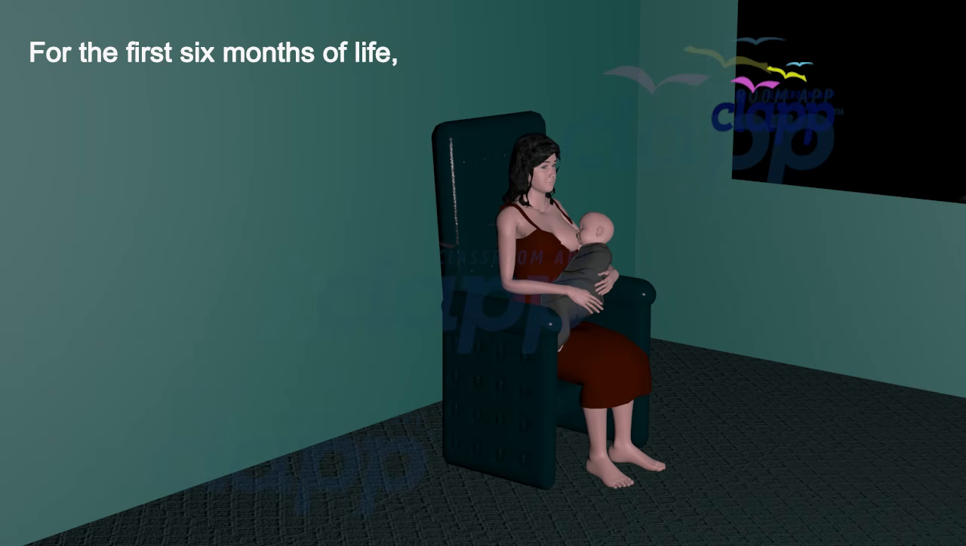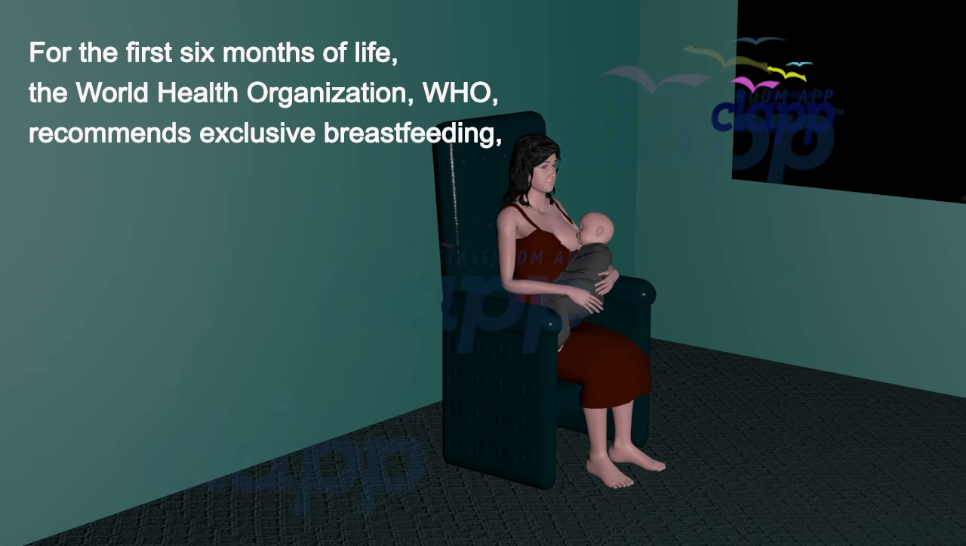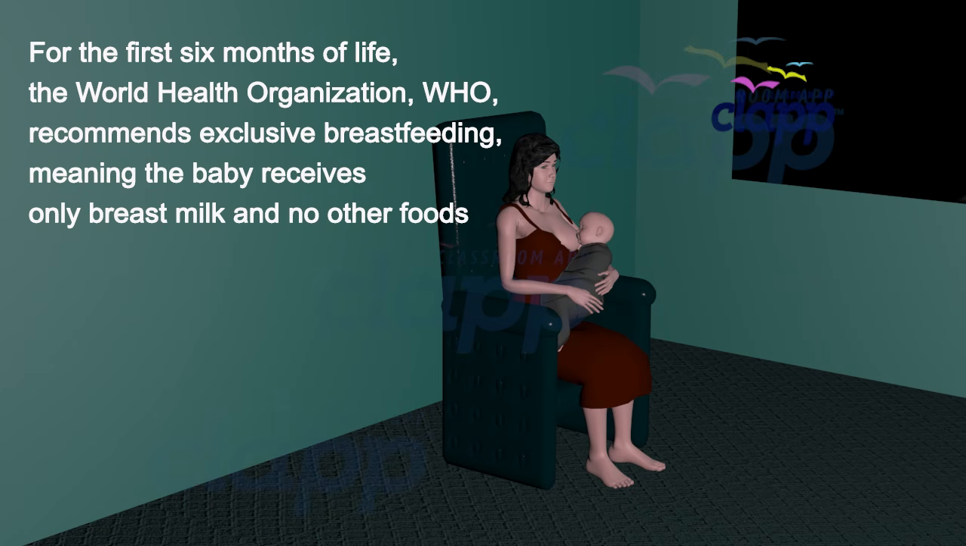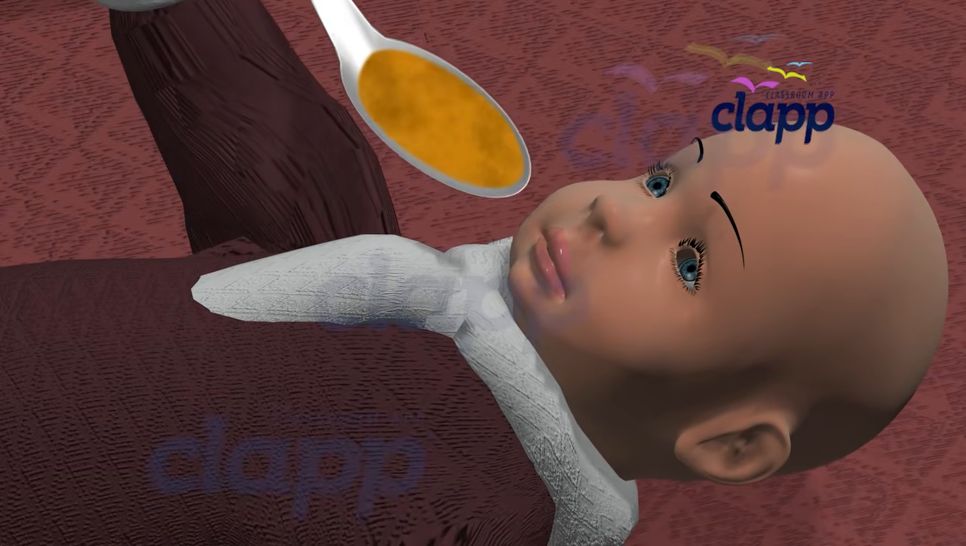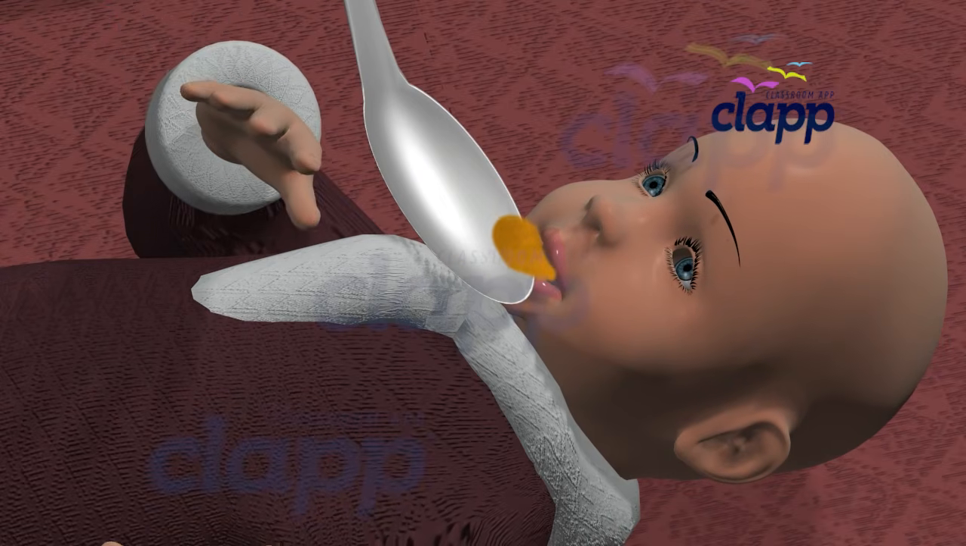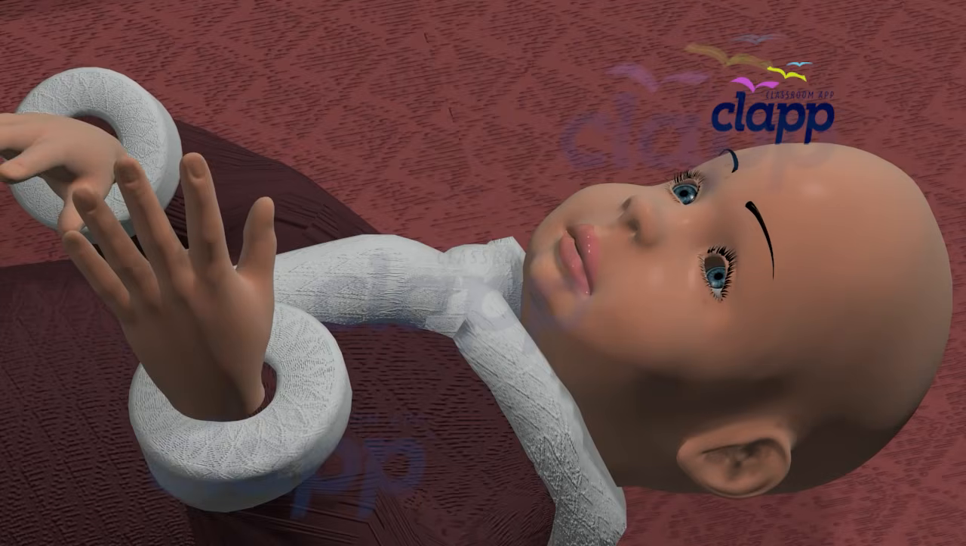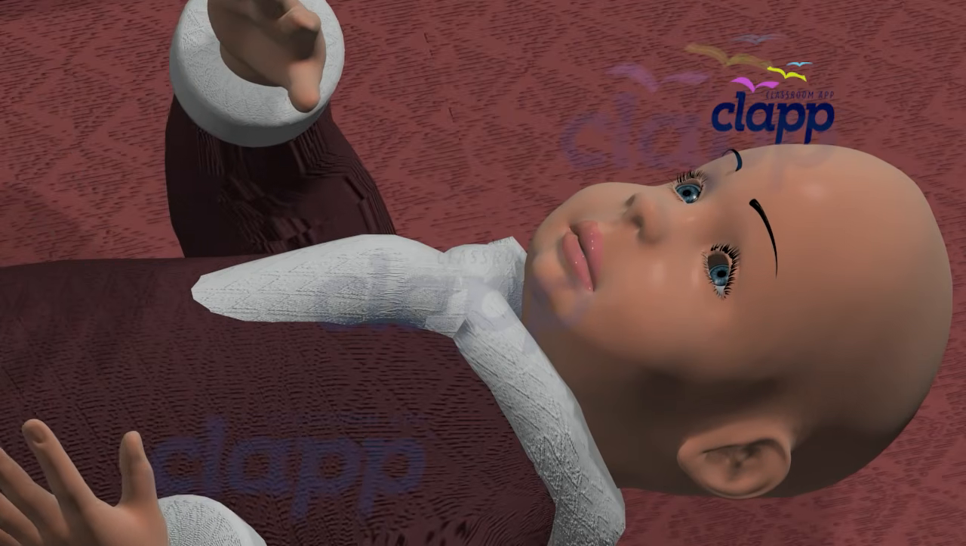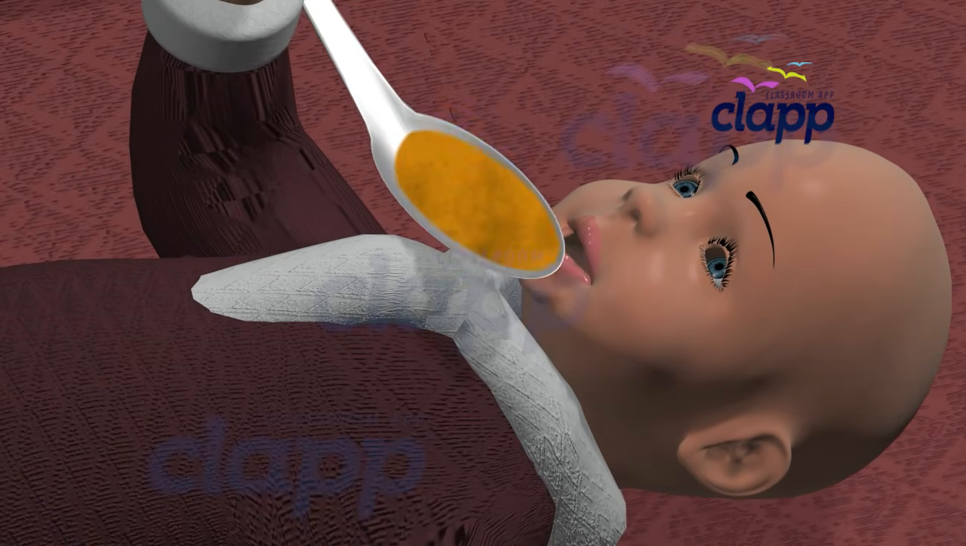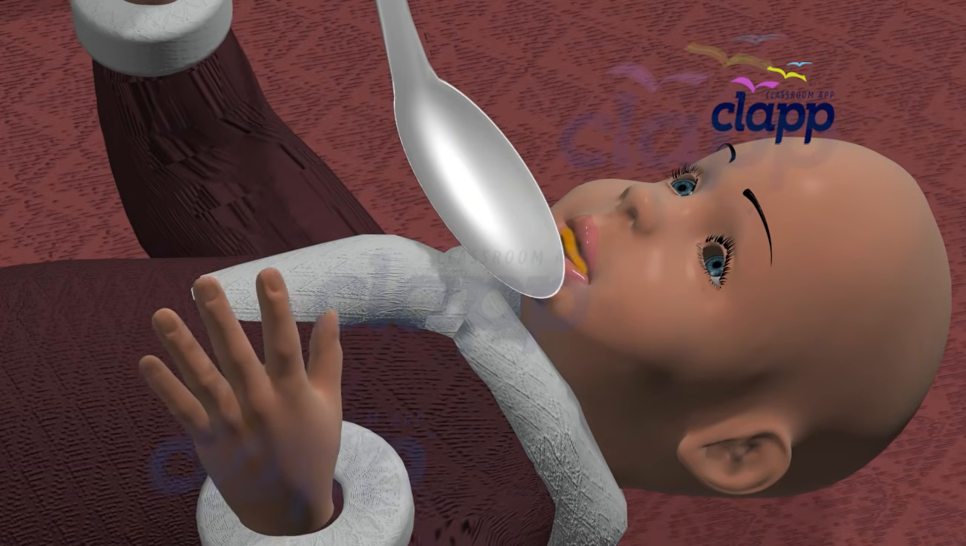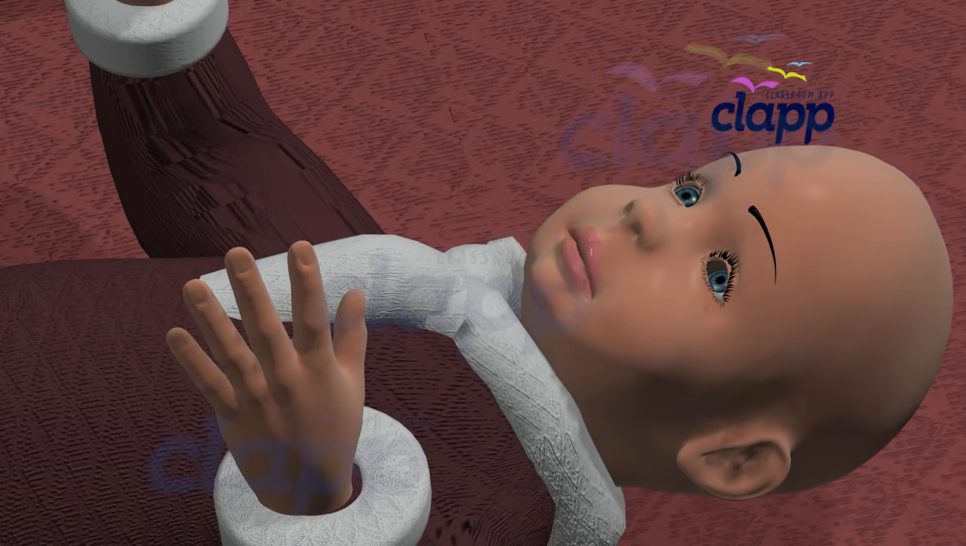For the first 6 months of life, the World Health Organization, WHO, recommends exclusive breastfeeding, meaning the baby receives only breast milk and no other foods or liquids, including water. At around 6 months of age, infants begin to eat solid foods, in addition to breast milk. Breastfeeding continues alongside the introduction of solids, gradually decreasing in frequency as the baby eats more solid foods.